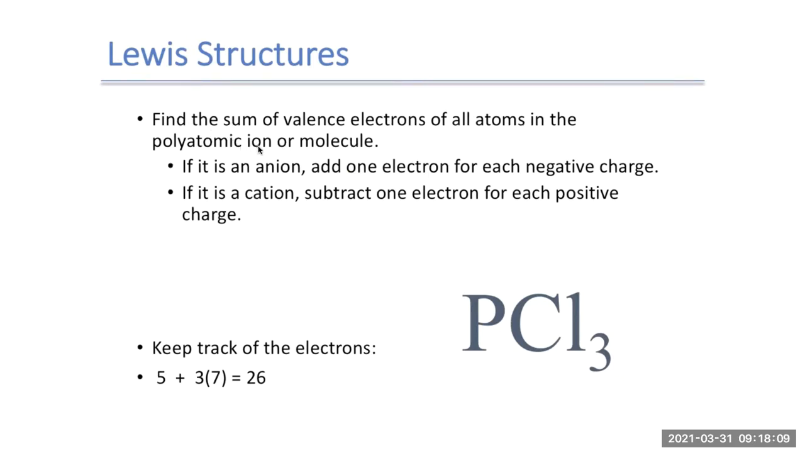If it's a polyatomic ion and it's an anion, then I'm going to add 1 electron for each negative charge. So if I had something like a nitrate, remember nitrate has a -1 charge, I'm going to add up the valence electrons for nitrogen and oxygens and then add 1 electron to the valence count.